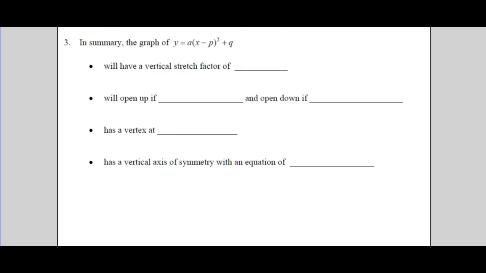All right, in summary, you can fill in the rest of that table. In summary, the graph will have a vertical stretch of the absolute value of A, will open up if A is positive, and will open down if A is negative, has a vertex at (p, q), and has a vertical axis of symmetry with an equation of x equals p. Don't forget that.